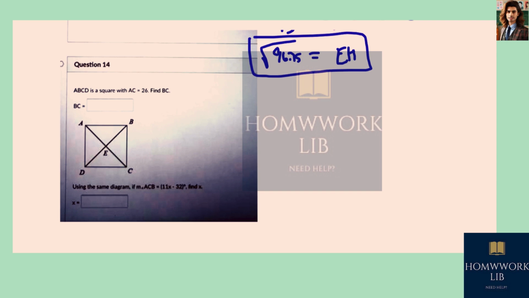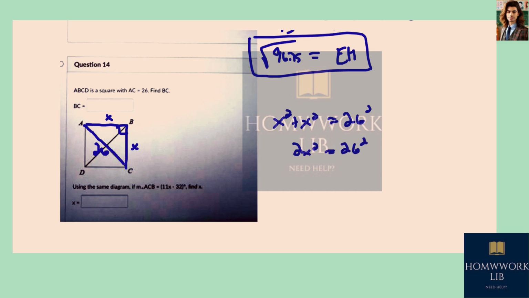And finally, if we have a square where AC is 26, then we want to find BC. There's different ways of doing this, but we know that, for instance, if this is a square, if I call this x, it would be x here as well, and we know this is 26. We would know that x squared plus x squared would be equal to the hypotenuse 26 squared. So 2x squared equals 26 squared. 26 squared is 676. Divided by 2 is 338.